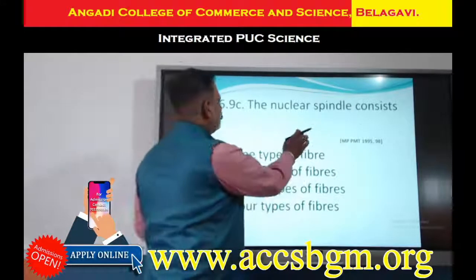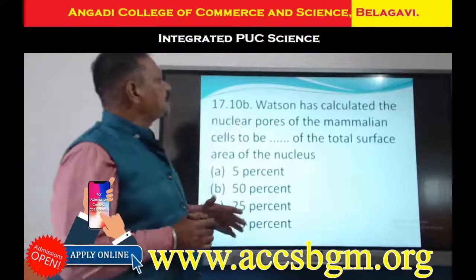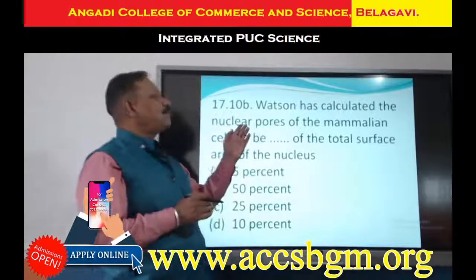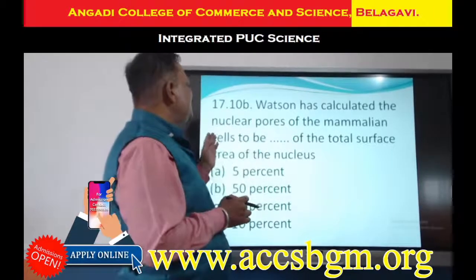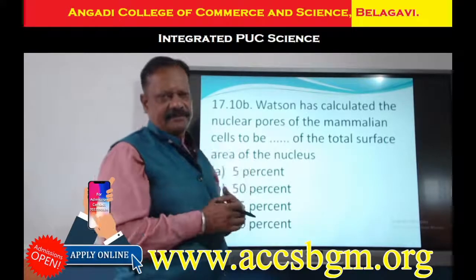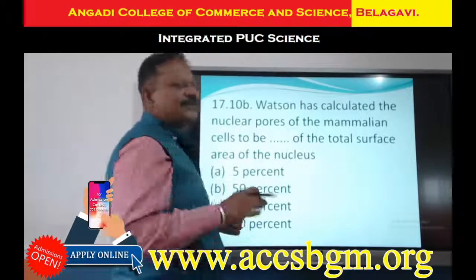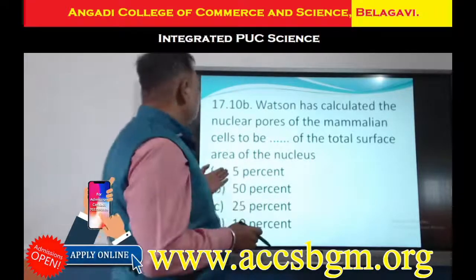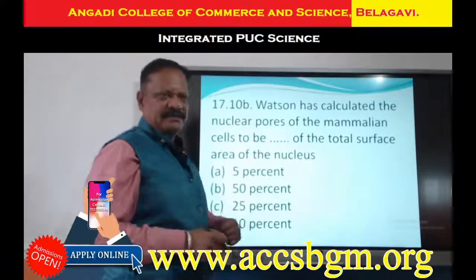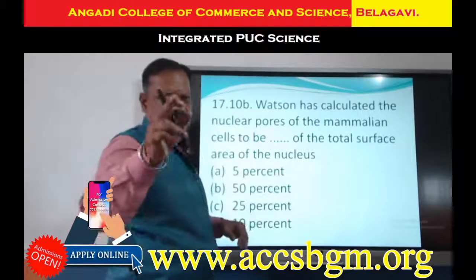Next one. Watson has calculated the nuclear pores of the mammalian cells to be dash of the total surface. How much percentage is it? Just see: 5%, 50%, 25%, 10%. It is option B, 50%. 50% is the right one.